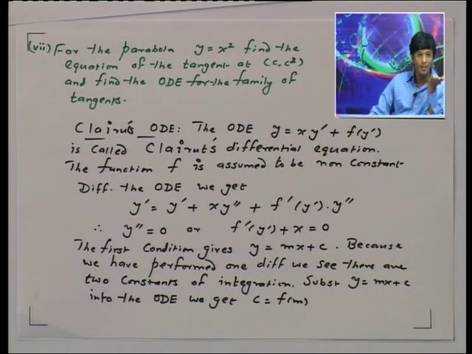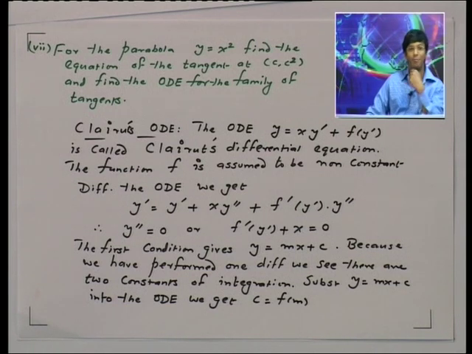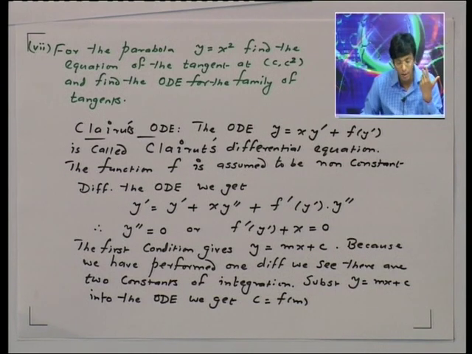The way out is to take that y equal to mx plus c and put it back into the differential equation. What do you get? You get one of the constants in terms of the other constant. It turns out that c equal to f of m, correct? So what is the solution? Y equal to mx plus f of m.